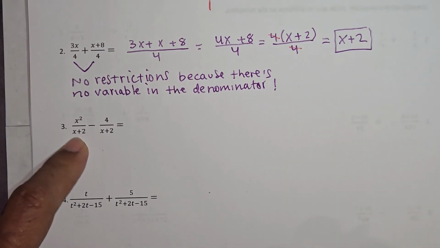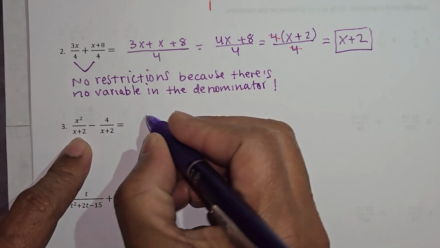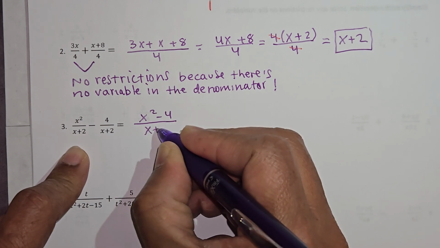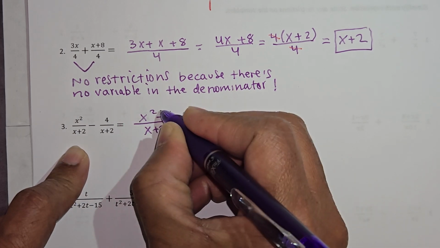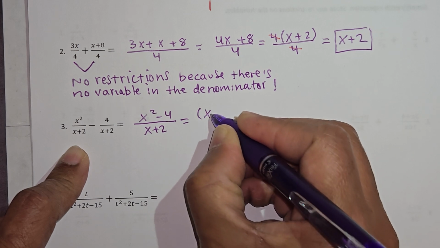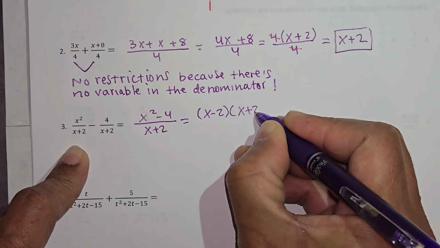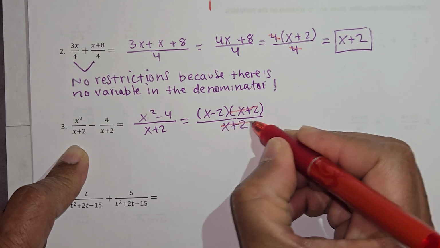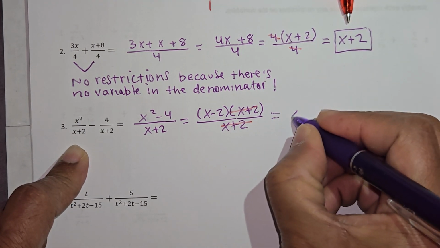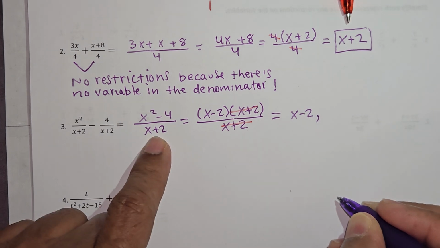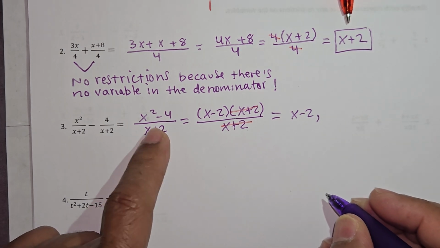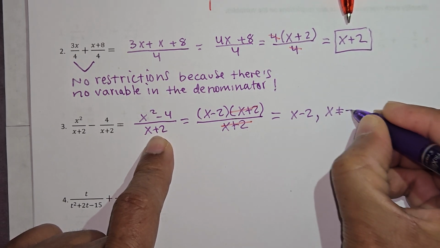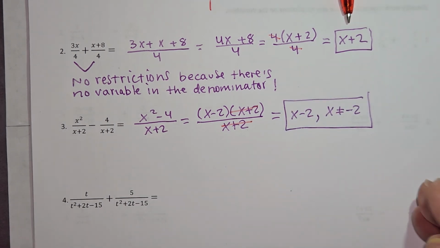Okay, so the next example. For this one, again we have the same denominator, so we just combine the numerators. So this is x squared minus 4 over x plus 2. But this here is a difference of squares, so we can factor it as x minus 2 times x plus 2 over x plus 2. Notice we have x plus 2 and x plus 2, so we can cross those out. So this simplifies to x minus 2, but we do have a variable in the denominator. In this case, x cannot be equal to negative 2, because then the denominator becomes 0, which is undefined. So x cannot be equal to negative 2. And that's all for this example.